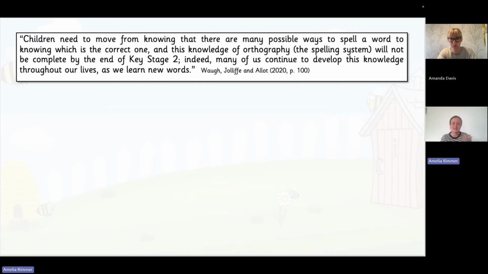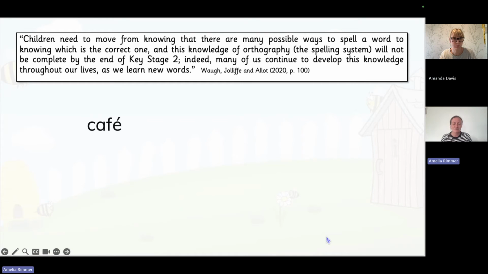So in Key Stage 1, they get given lots of GPCs through the systematic synthetic phonics teaching, but they need to know which one to use when, and that application of our spelling system isn't usually complete by the end of Key Stage 2. Many of us go on to develop it throughout our adult lives, even as we learn new words. I've got an example here where you might learn a new GPC that you wouldn't usually be taught in a phonics program.